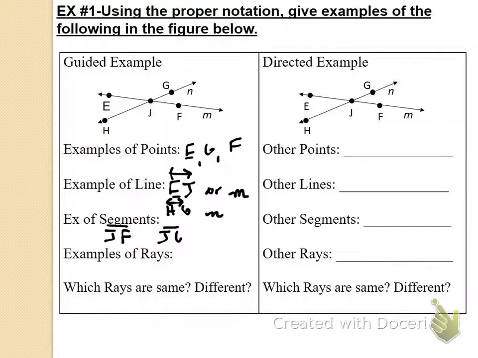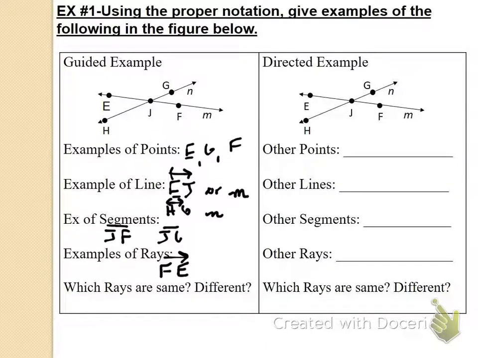Rays. I'm going to challenge you to find ray FE. I'm going to name it this way. So start at F, go find F, and then go in the E direction, right? There are a lot of different options there as well. Now, can you find other options, right?